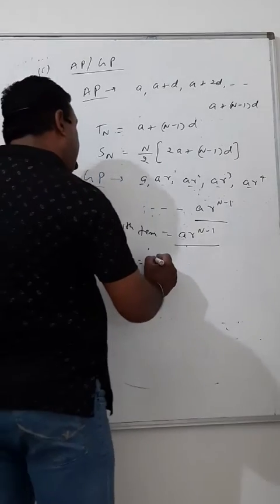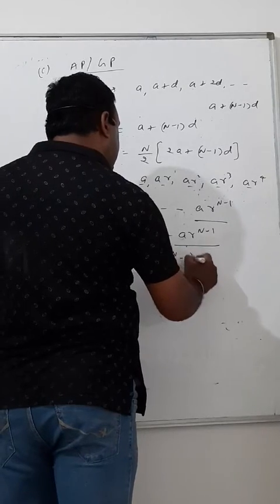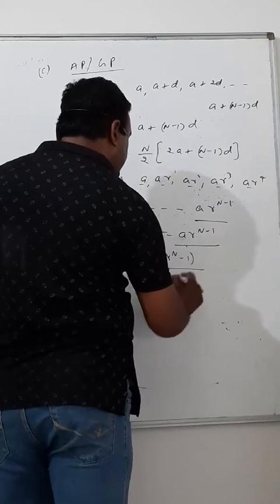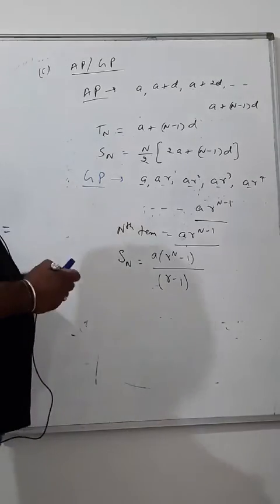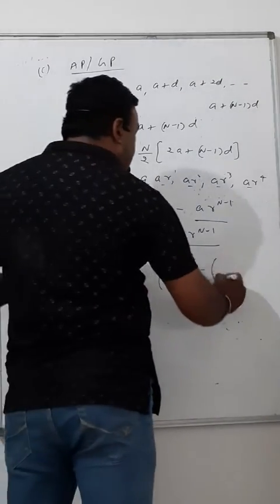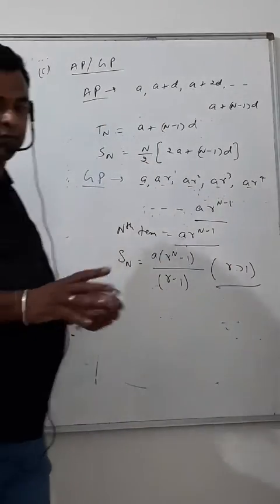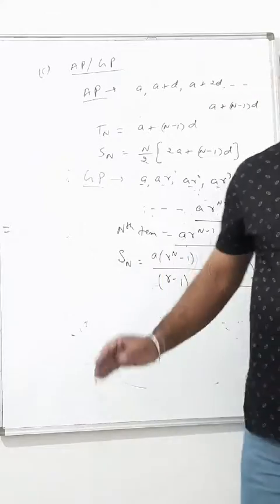Sum of n terms, S_n = A(r^n - 1)/(r - 1). But let me tell you, this is when r is greater than 1. This formula is used when r is greater than 1.